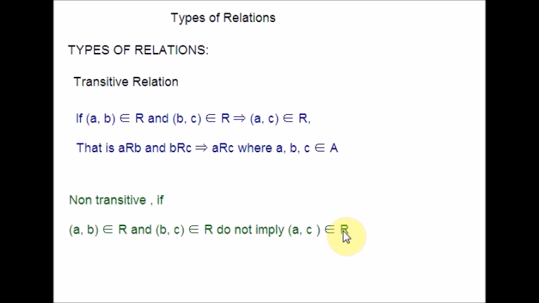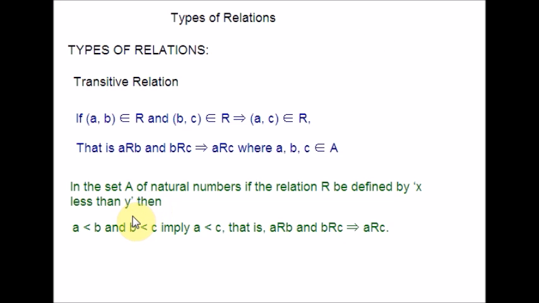Okay, let me give you one example. Please look at this example in the set A of natural numbers. If the relation R is defined by x less than y, then a less than b and b less than c imply a less than c. This is true because we can see numbers in the set of natural numbers x less than y. Hence, this relation is transitive.